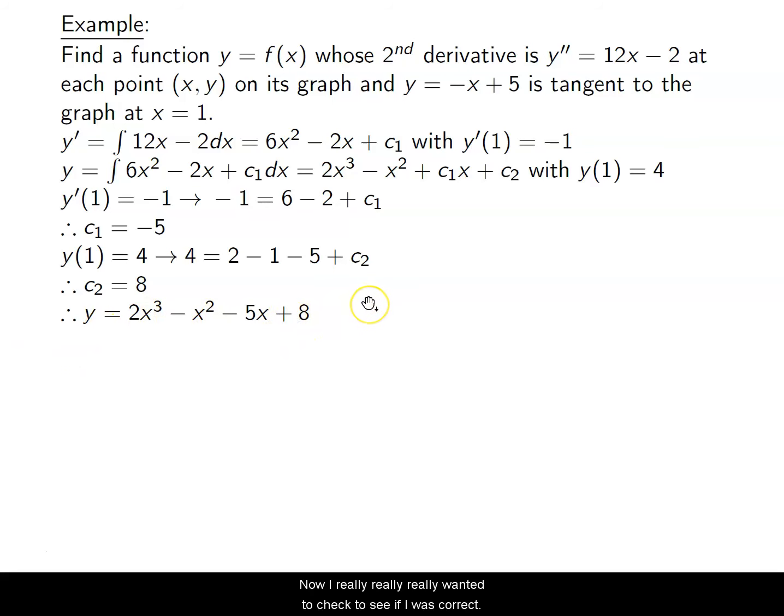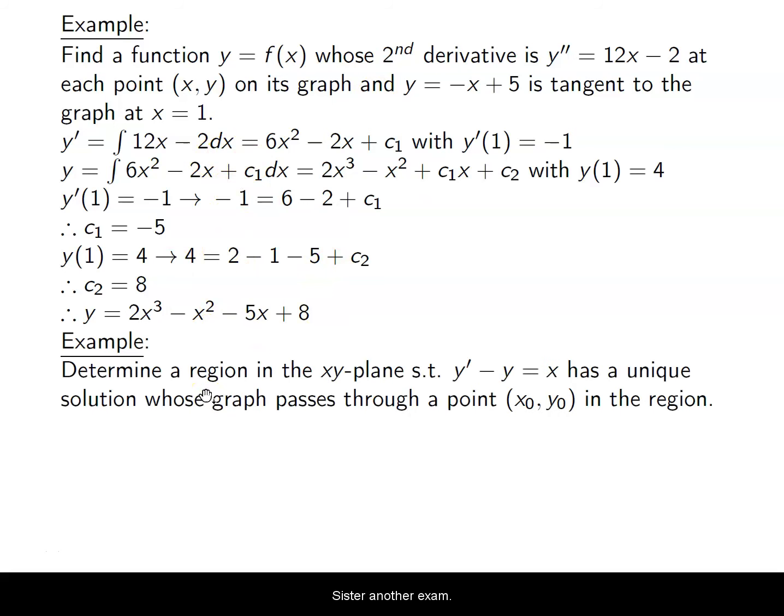Now, if I really wanted to check whether I was correct, I would take the first derivative here and find its slope at 1. I would take the second derivative and see if it comes out to this function. I would just work myself backwards, which is fine. This is basic calculus 1, calculus 2 stuff, so you should be pretty confident in your answer here. Okay, so let's do another example.